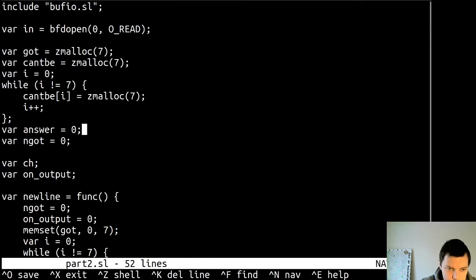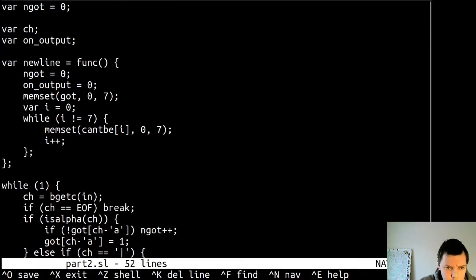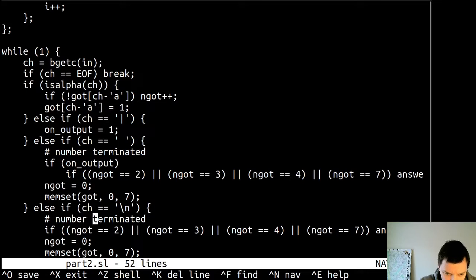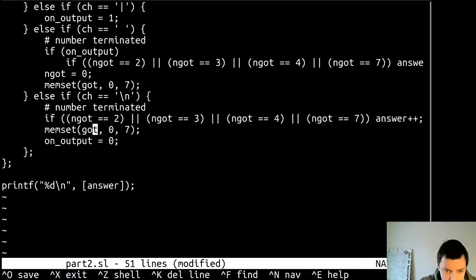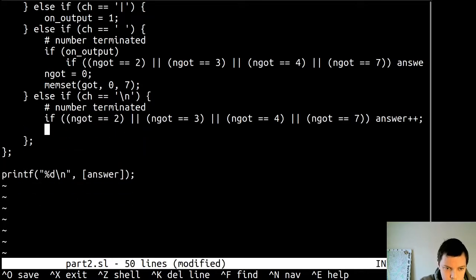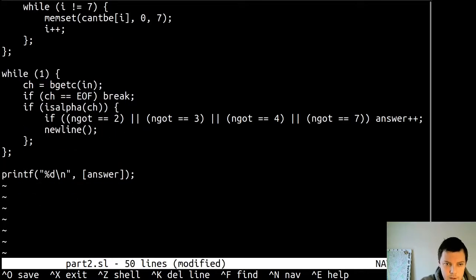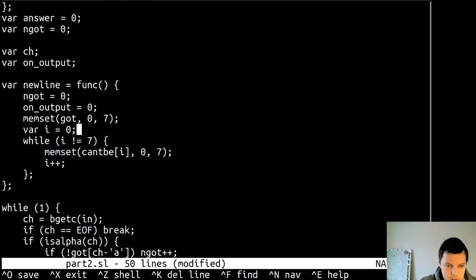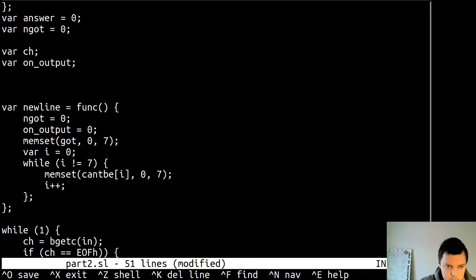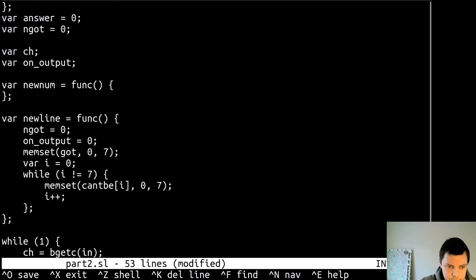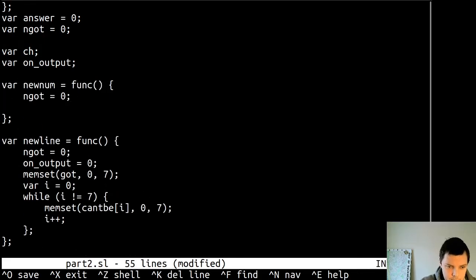Is there any other state we need to reset on a new line? Don't think so. So on new line, okay, part of new line is actually new number. And on new number, we set ingot equals 0 and set got to 0.